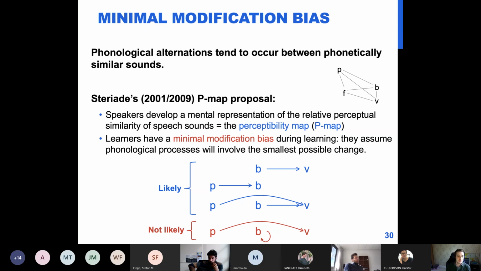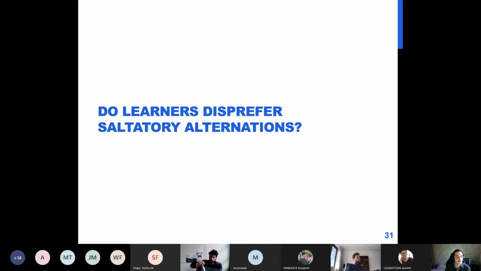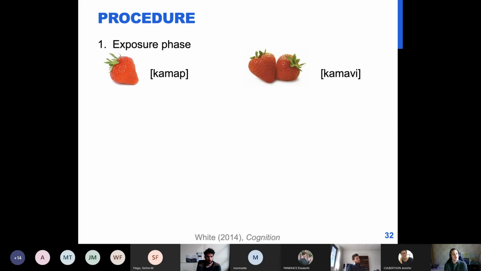All right, so this is sort of the background for this study. So my question here is, do learners actually seem to have this minimal modification bias? Do they disprefer this weird sort of saltatory alternation? I should say these saltatory alternations, they're attested, as I showed you in Sardinian there, but they're not common. They're unusual. They're rare.